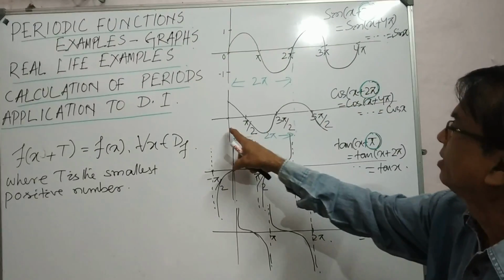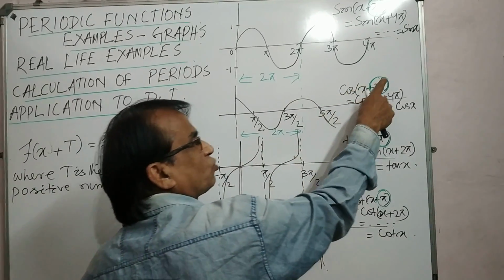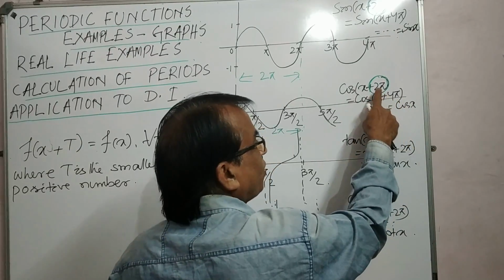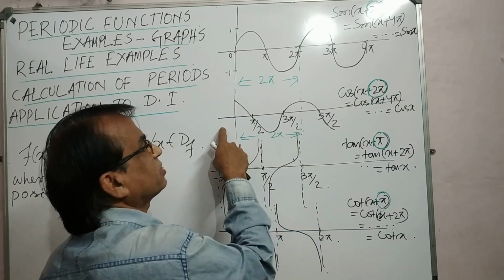Now you come to cos x. Cos of x plus 2 pi, here you will see the period is 2 pi, and cos of x plus 2 pi is equal to cos of x plus 4 pi, up to cos x. So among the T values, which is the smallest? 2 pi. So the period of cos x is 2 pi.